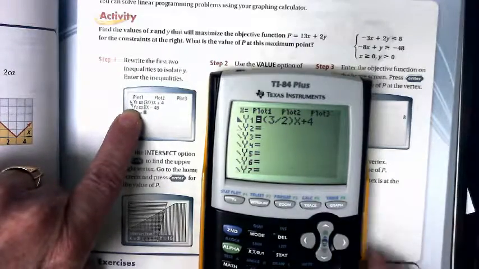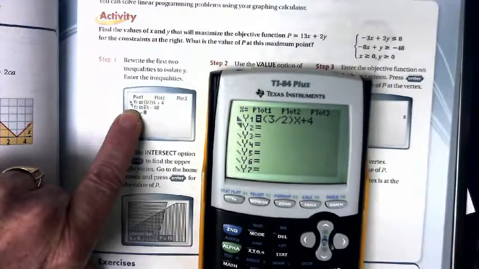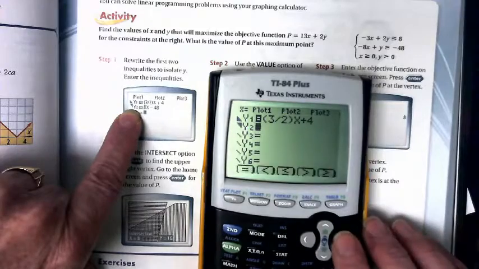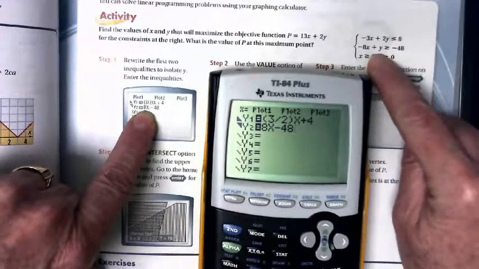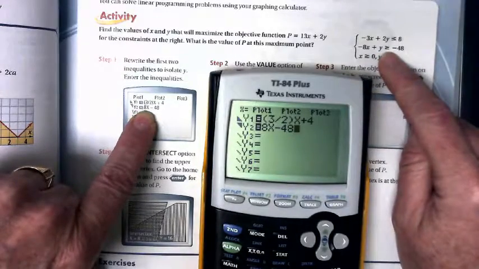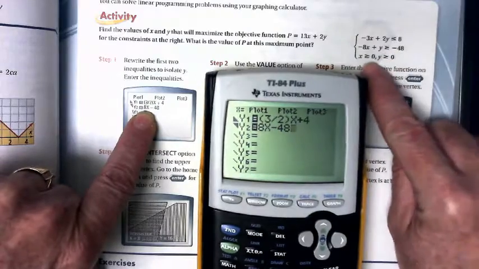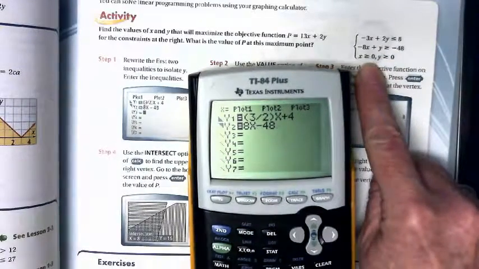And the next one, I want the triangle to be on the top. That's a greater than triangle. And then I'm going to enter 8x minus 48, because that's what this would be if it were a y equals equation. I cannot enter an x is greater than 0 equation.